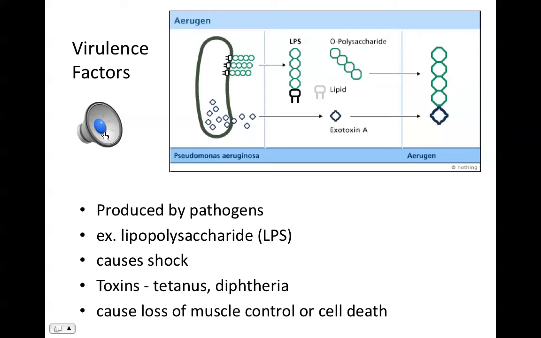Pathogens produce chemicals or factors called virulence factors. These virulence factors are both found as the somatic structure or integral parts of their cells, such as the Pseudomonas aeruginosa example with LPS or lipopolysaccharide, which are considered endotoxins, as well as excreted products or exotoxins, such as tetanus toxin and diphtheria toxin.